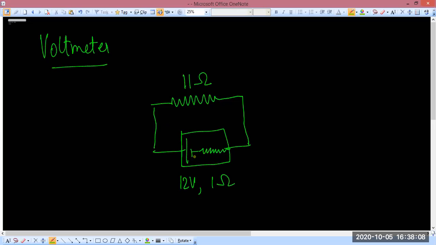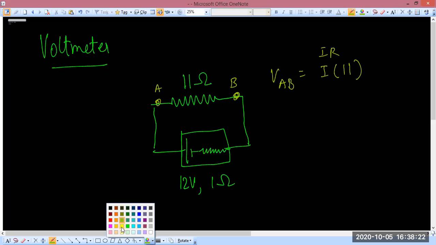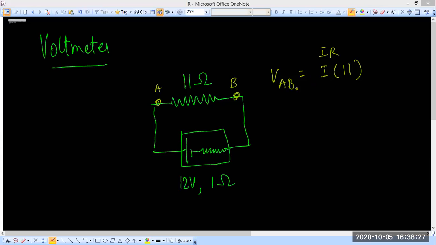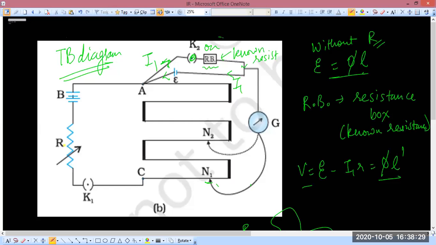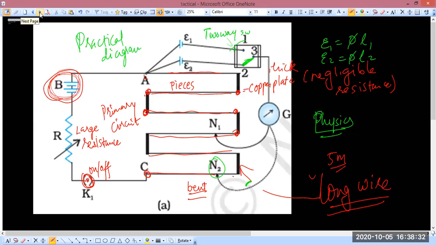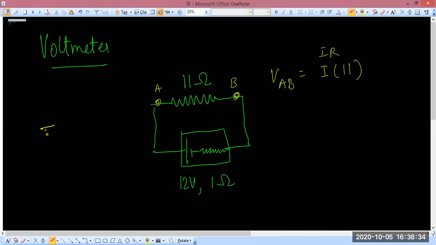So in theory, by calculations, the potential difference between the 2 points A and B is going to be I into 11, that is, IR, Ohm's law. So how much is the current? Find it first. The current is going to be 12 upon 12, that is 1 ampere.